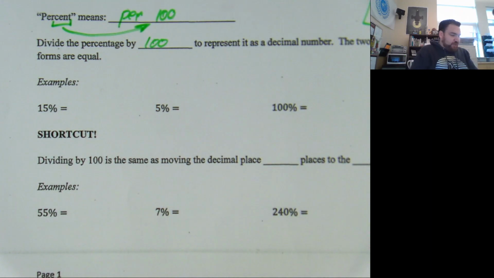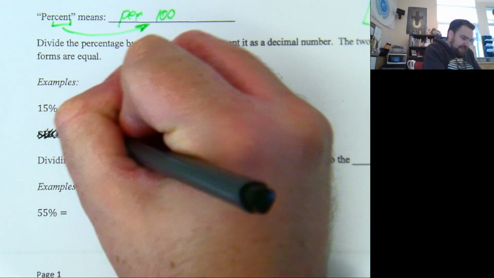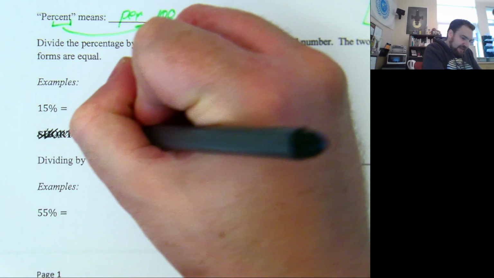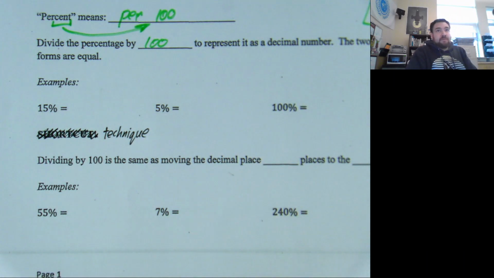And I'm not going to call this a shortcut. I'm going to call this a technique. Let's get rid of the word shortcut. I don't like mathy shortcuts anymore. We're going to call them techniques. Right, Mr. Keeley? We don't like the word shortcut. We call them techniques.